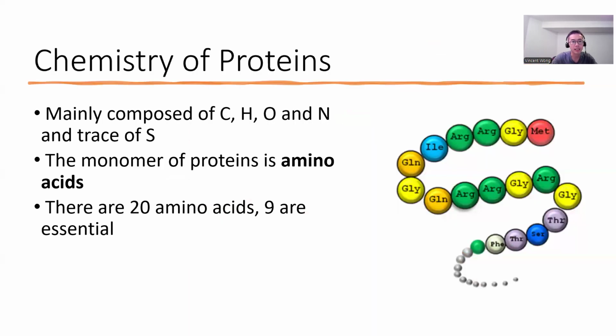Proteins. Protein is composed of, again, the triplet C, H and O, and it also contains nitrogen. And in some proteins, there will also be trace amounts of sulfur as well. The building block for proteins, the monomer of protein, is something called an amino acid.